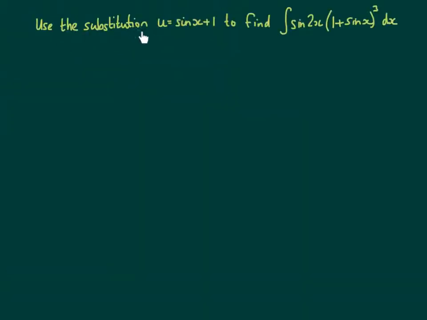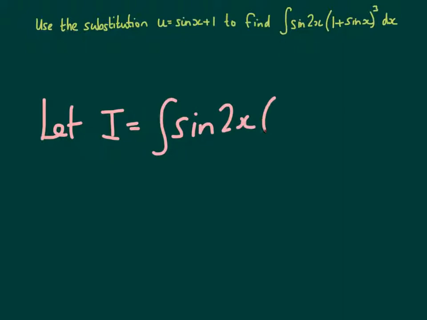Right, so next example, we're going to use the substitution u equals sine of x plus 1 to find the integral of sine 2x, brackets 1 plus sine x to the power 3. Okay, now this is a little bit more challenging. One of the problems we've got is we've got to replace sine 2x using a substitution that's only got the sine of x in it. So we want to think back to our trig identities. I think the first thing we're going to want to change is that sine 2x.